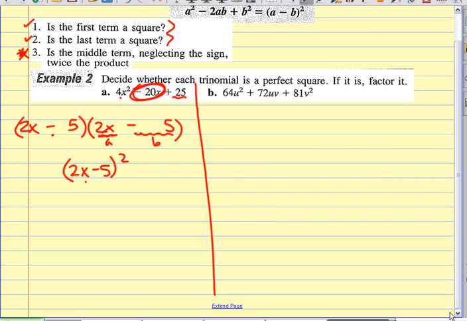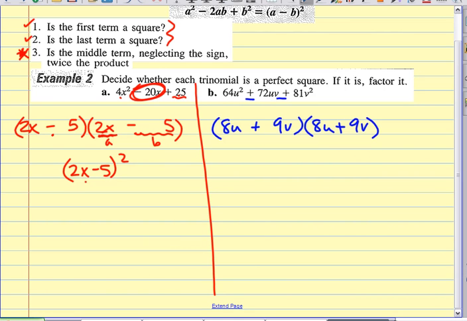Tucker, is the first one a perfect square? What is it a perfect square of? 8u and 8u. All right, so the first one's a perfect square. What about the second one? All right, what would it be? 9v and 9v. Now, Tucker, looking at these two signs, what should these two signs be? All right, so they should both be pluses.